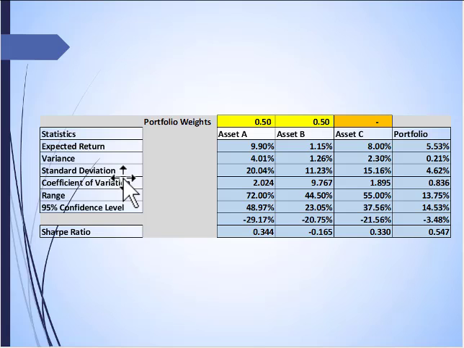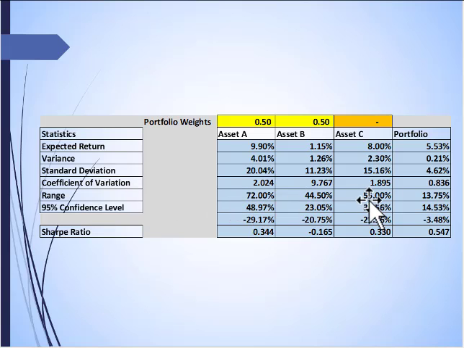What about its standard deviation, though? 20% is the risk in asset A. 11% is the risk in asset B. But the portfolio has 4.62. It has less risk than either one of the individual assets. What's going on here is a concept called diversification. It's the reduction of risk by combining things that are not twins.